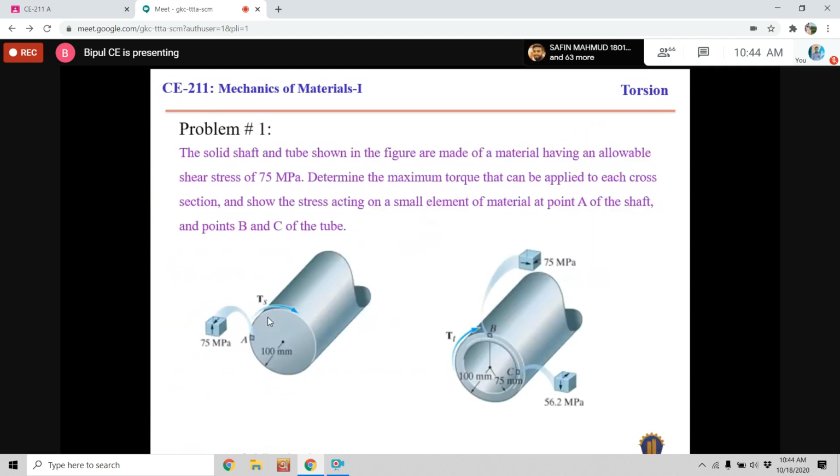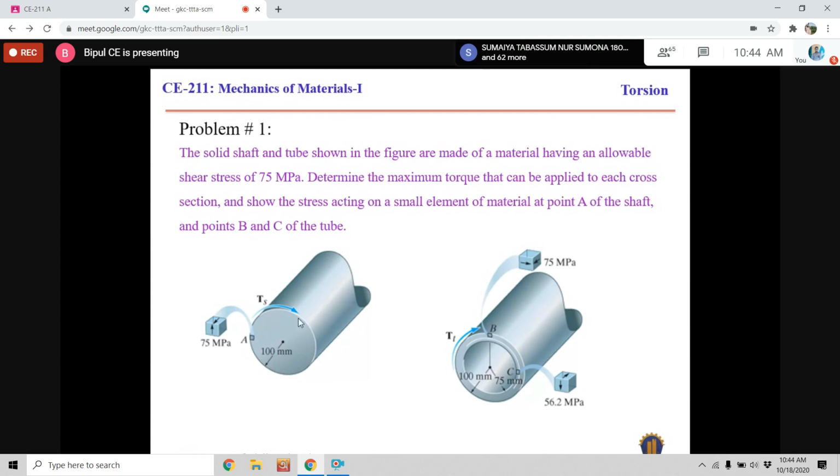Actually, the capacity or the maximum shearing strength of the material is 75 MPa. It is the allowable stress. That means it is the capacity of the material. If we apply such a torque that the stress at any point in this area exceeds this value, then a crack will be initiated there.